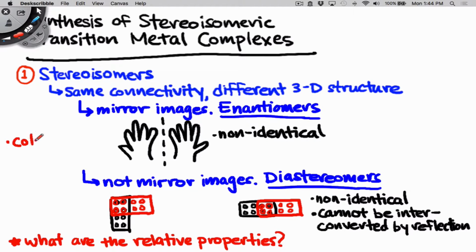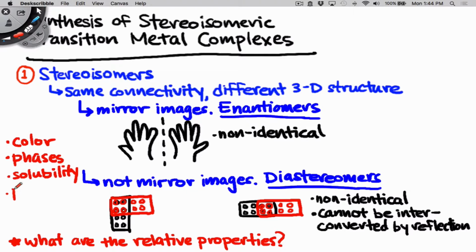The color of the two complexes, the phases of the two complexes, and by extension the phase transition temperatures, the melting point and the boiling point. The solubility in various solvents. We're going to take advantage of differences in solubility in one of the syntheses for separation purposes.